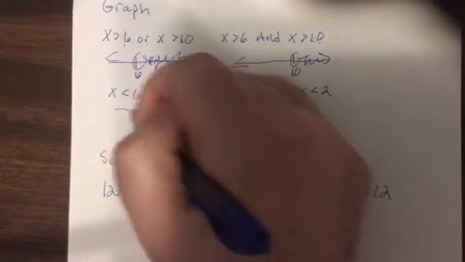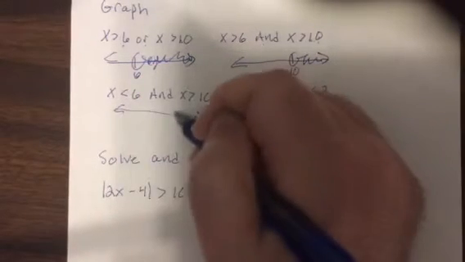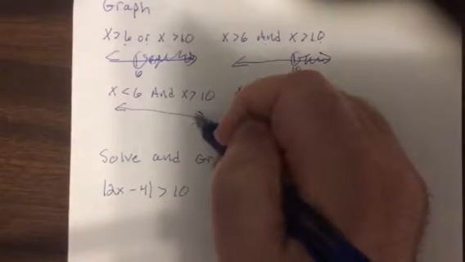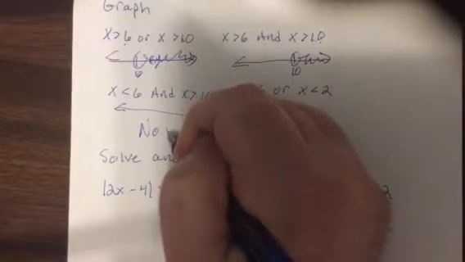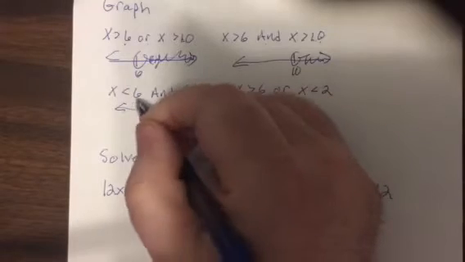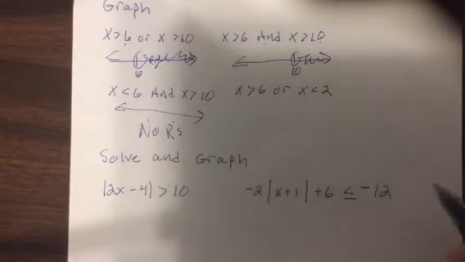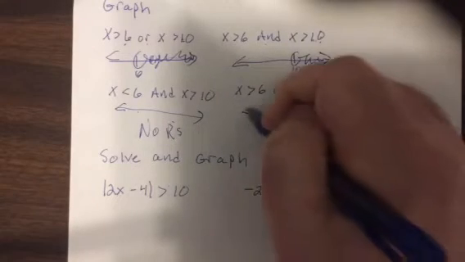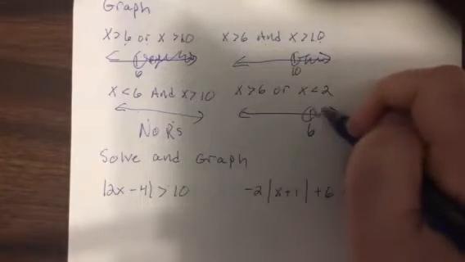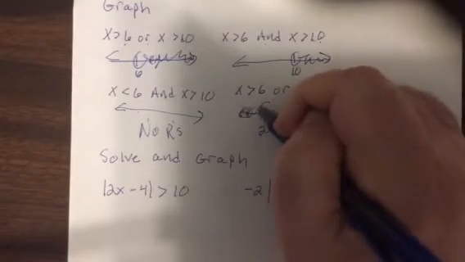Then we have and. So 6 goes this way, 10 goes this way, no overlap, so it's no reals. It has to be on both for an and. Less than 6 is over here, greater than 10 over here, nothing on both. Here, greater than 6, we. Less than 2, we.